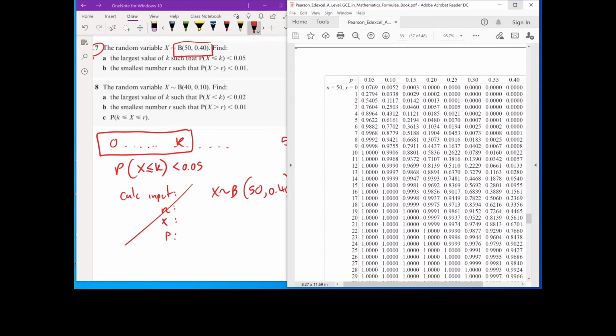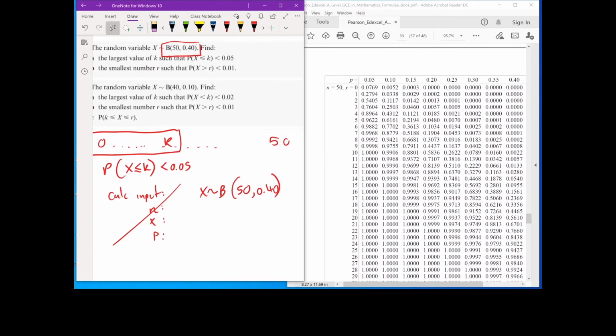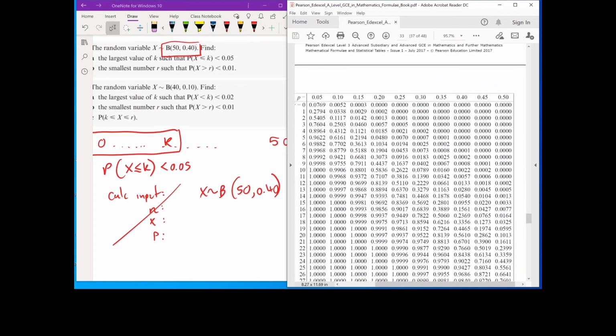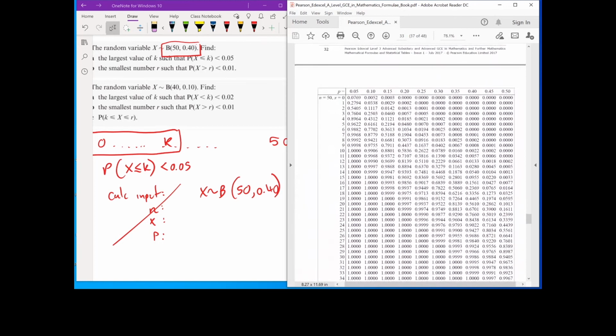So we found n is 50, there it is, and the probability here is 0.4. And that's also a probability that's given in the table. If the probability was 0.36, you can't use the table because that's not on the top, as you can see here. So we now know what to use, the correct table. We know which column we're looking at, 0.40. What we need to do is look down this column to see when that probability is 0.05.